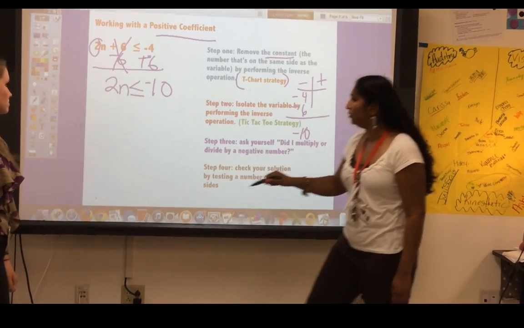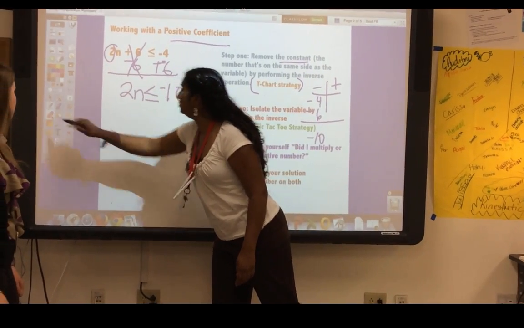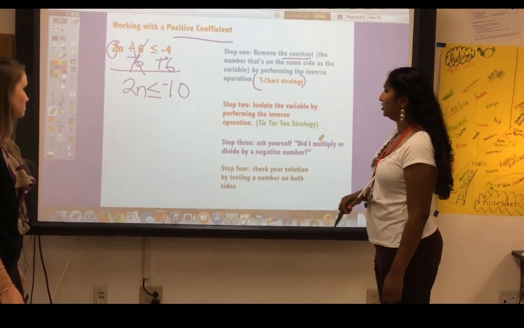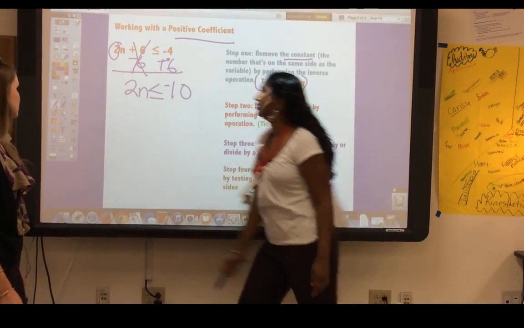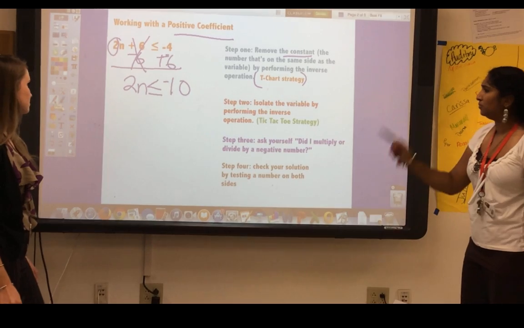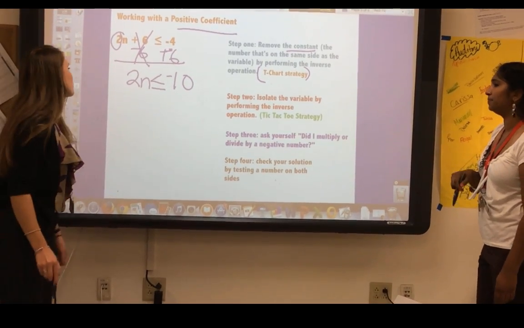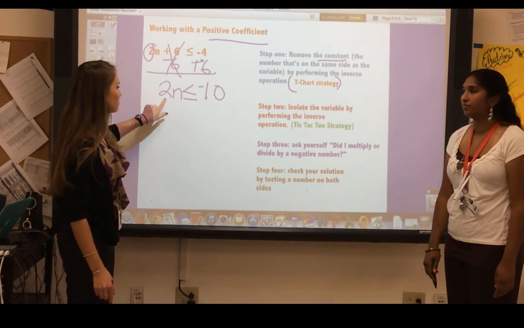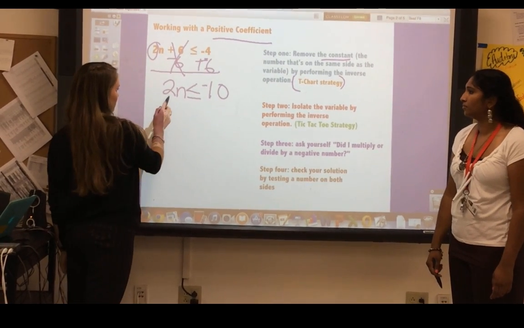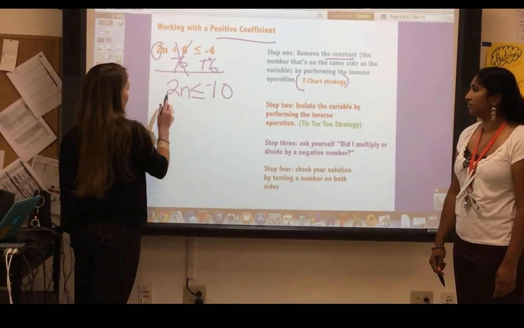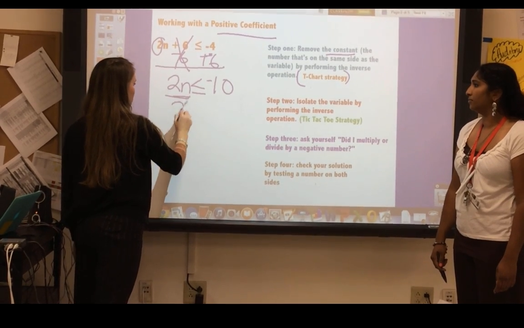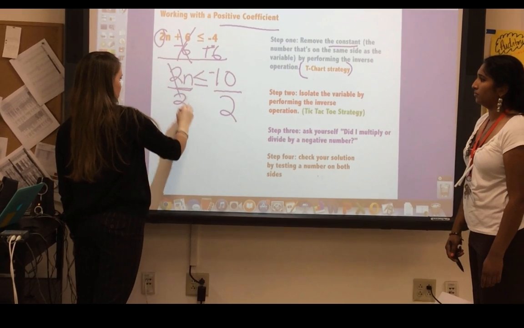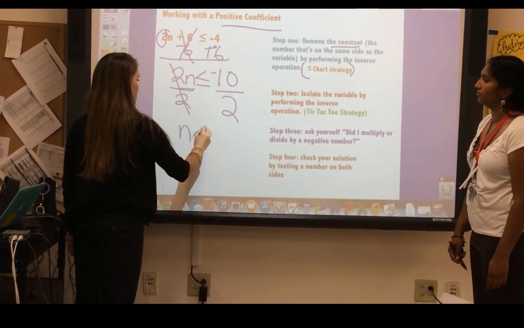All right, step 2 says that we need to isolate the variable by performing the inverse operation. And this time we might need to use our tic-tac-toe strategy. Miss Esther, what are we going to need to do for this step? Okay, I see my n is here, my variable, so I know I have to get rid of the 2. It's being multiplied, so I'm going to divide. Divide by 2 and divide by 2 on the other side too. These cancel out, and I'm left with n.